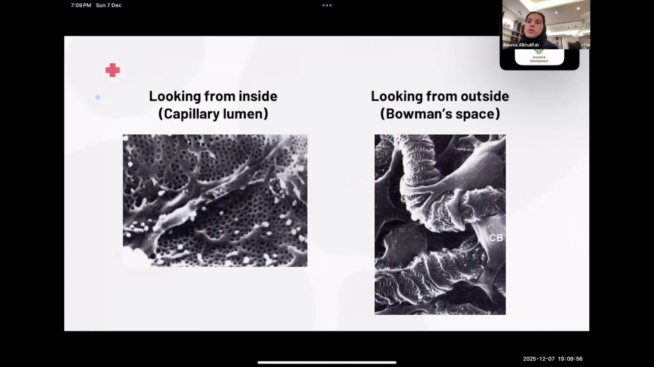Okay, so these are images. Here we are in the capillary. You can see those holes; those are the pores of the endothelium. And if we look from the outside, now we're in the Bowman space. This is the podocyte, and this is the foot processes that surround the glomerular capillaries.